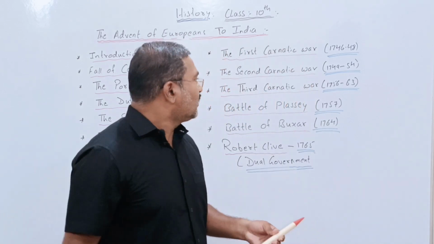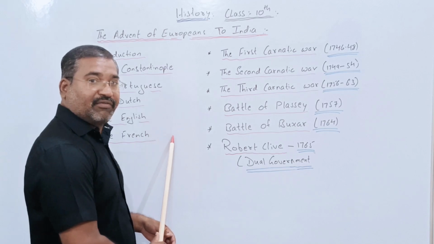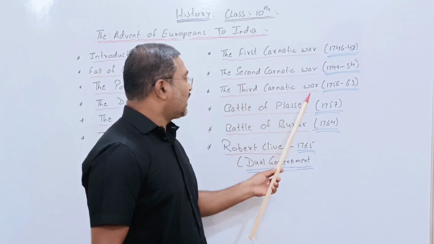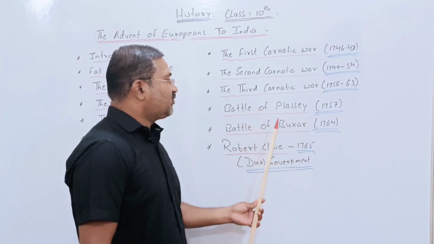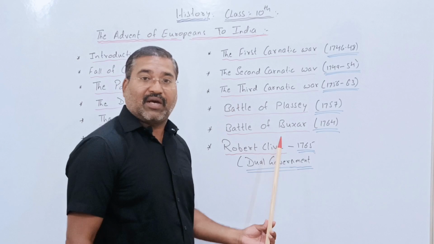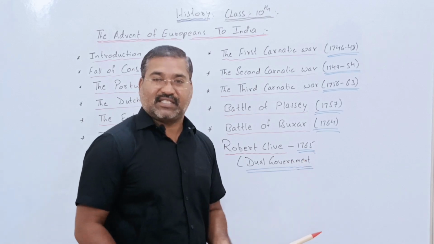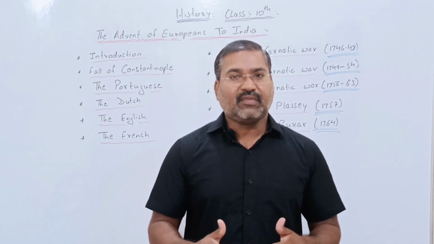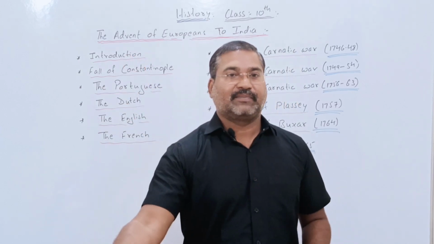Moreover, we are going to learn about the wars fought between the English and French, which have been called the First Carnatic War, Second Carnatic War, and Third Carnatic War. And later we are going to learn about the Battle of Plassey, fought in 1757, the Battle of Buxar in 1764, and we are going to end our topic with Robert Clive in the year 1765. So all these topics we are going to study in this video. Let us begin our chapter with the introduction part.